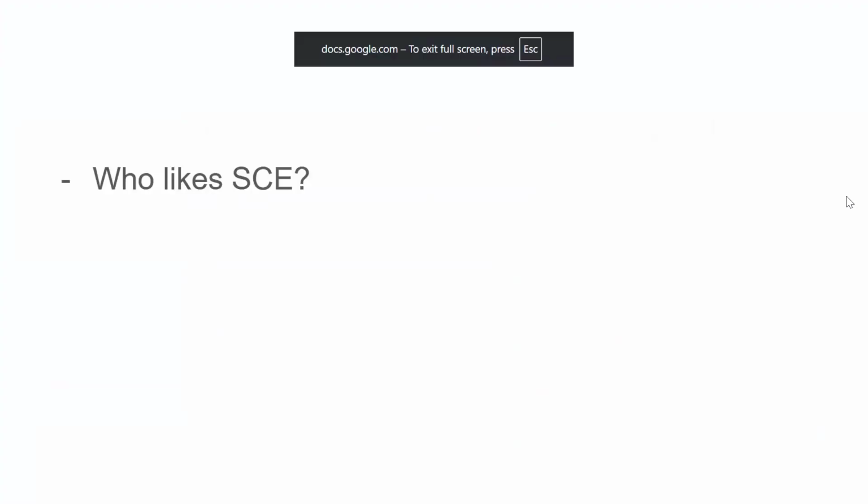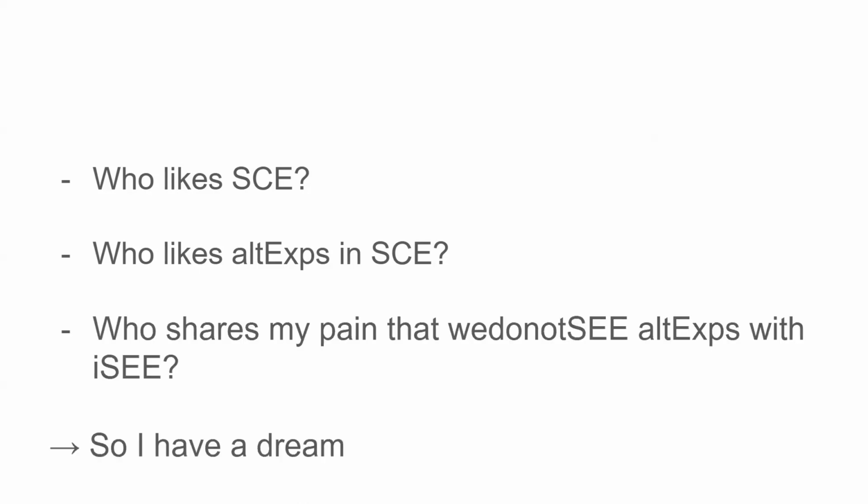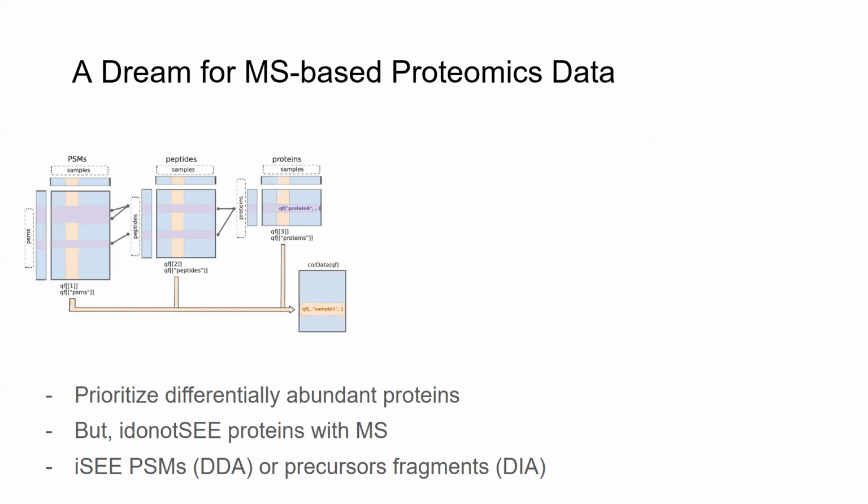So who likes single cell experiments? Who likes the alt experiments and single cell experiments? Who shares my pain that we cannot visualize, that we do not see these alt experiments with IC? So I have a dream for mass spectrometry-based proteomics. And in mass spectrometry-based proteomics, we typically try to prioritize differentially abundant proteins, but I do not see these proteins. I see precursors or I see PSMs.